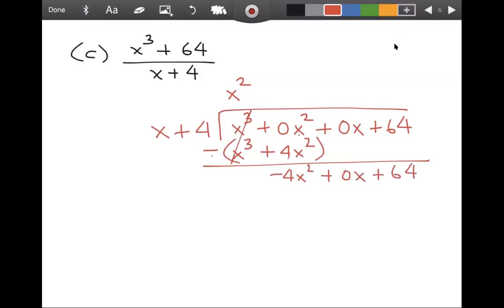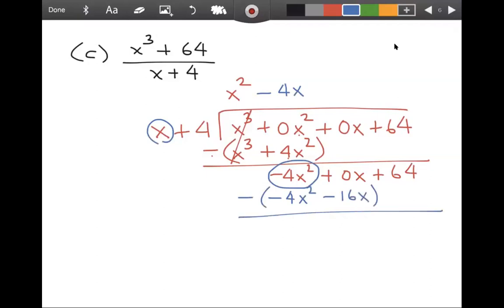All right, that's one cycle. Let's start the next cycle. x into minus 4x squared goes minus 4x. Minus 4x times x is minus 4x squared. Minus 4x times 4 is minus 16x. Subtract the whole thing. Negative 4x squared plus 4x squared cancels. 0x plus 16x is 16x. Bring down 64. All right.